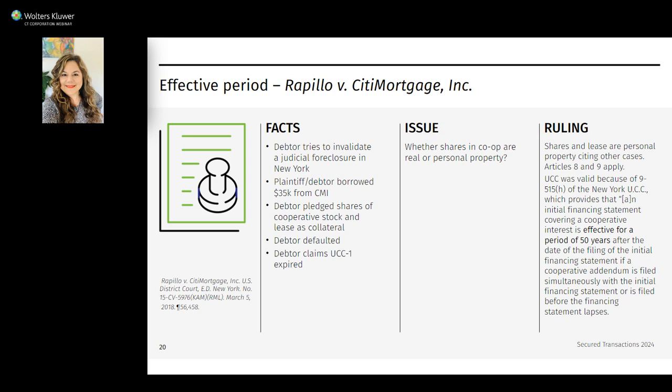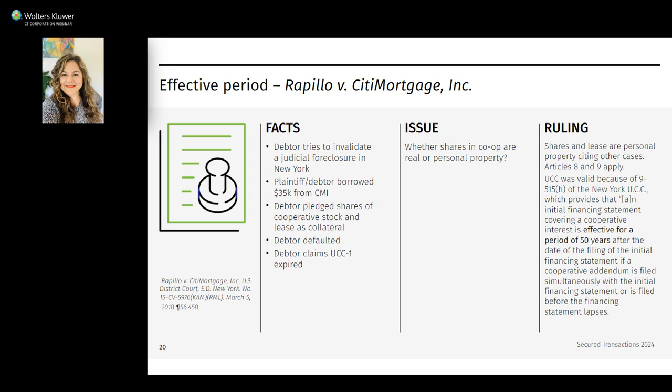What was pledged was the shares in the cooperative stock as well as the lease. And the court has said that these two things really do go hand in hand because they have really no value without the other. Debtor ended up defaulting. The secured parties went through a foreclosure process. They sold the property, well, the rights to the stock, I should say, and the lease at a foreclosure sale. And actually, they were the ones that bought the property at the foreclosure sale.